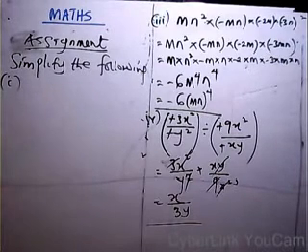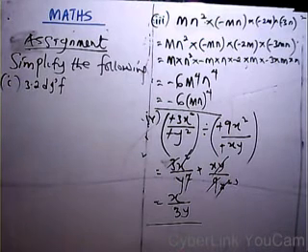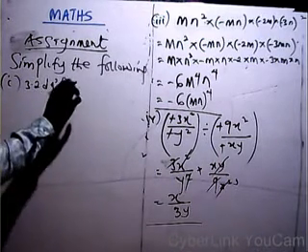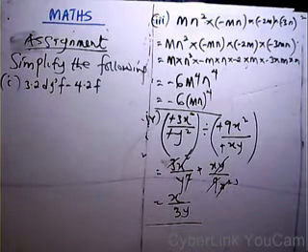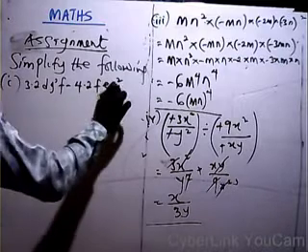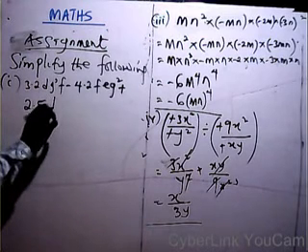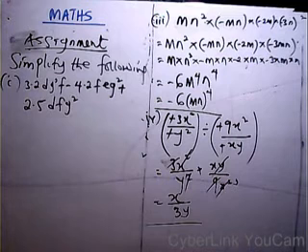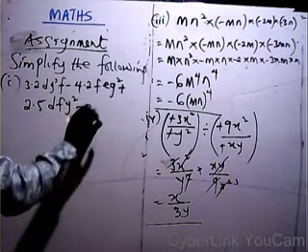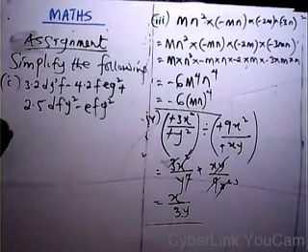The first part of the question is that you have to simplify 3.2dg squared f minus 4.2 feg squared plus 2.5 dfg squared minus efg squared. So this is the first part. Take your time to simplify.